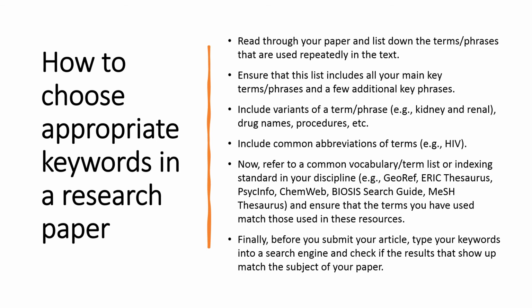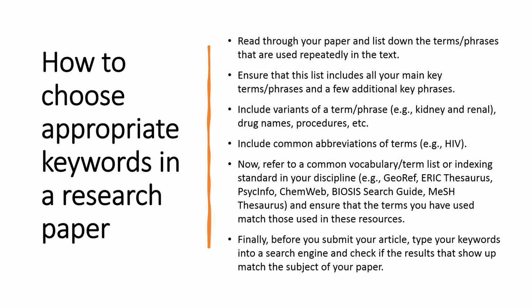How to choose appropriate keywords in a research paper. Journals, search engines, and indexing and abstracting services classify papers using keywords. Thus, an accurate list of keywords will ensure correct indexing and help showcase your research to interested groups. This in turn will increase the chances of your paper being cited. Here's how you can go about choosing the right keywords for your paper.